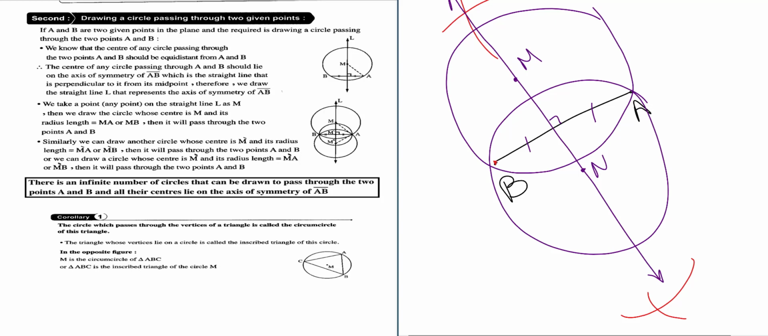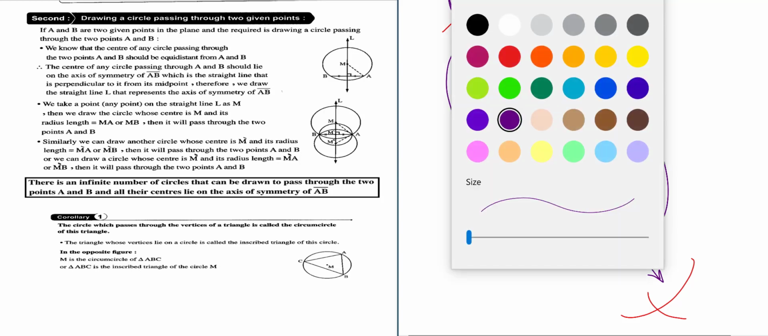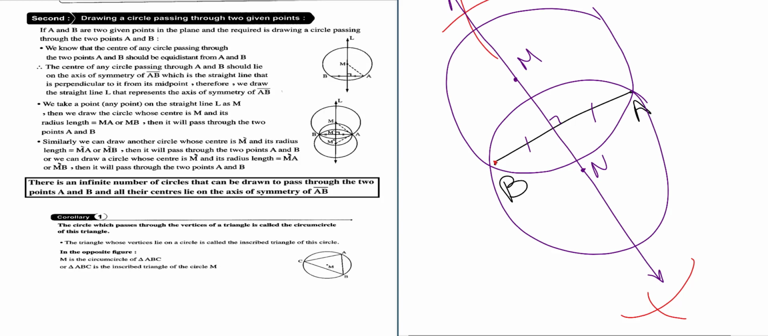But if the radius length equals half the distance between the 2 points, then we can draw only one circle, like this circle, only one circle in which its center is the midpoint and its radius length is half the distance between them, where AB here will be the diameter of this circle. And if the radius length is smaller than half the distance between them, we can't draw any circle.